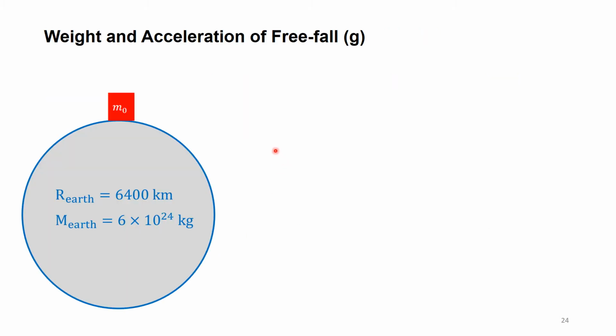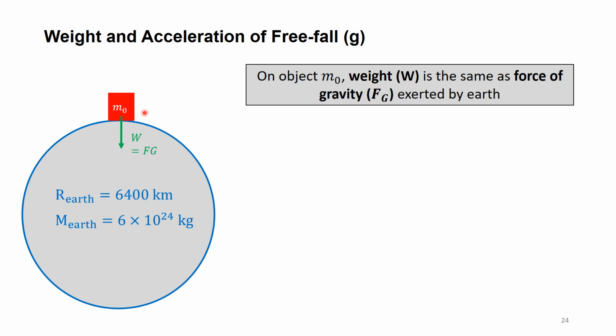Now let's also look at the connection between weight and the gravitational force that we have studied. Let's look at this setup. Suppose this is the earth, the blue circle, and the radius and the mass are given. We place a small object on the earth, like a book, for example, on the surface of the earth, of mass m0. This m0 mass is being pulled down by the gravitational force from the earth. We draw an arrow pointing down to the center of the earth.